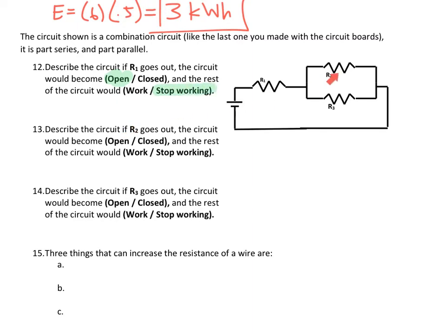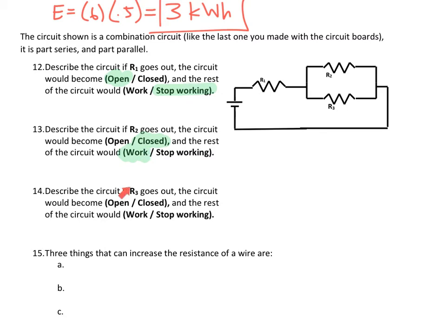If R2 goes out, if this resistor up here goes out, electrons can go through R1, they can't go through R2, but they can go across R3 and back around to complete the circuit. So if R2 goes out, this circuit is still a closed circuit, and the rest of the circuit would continue to work.